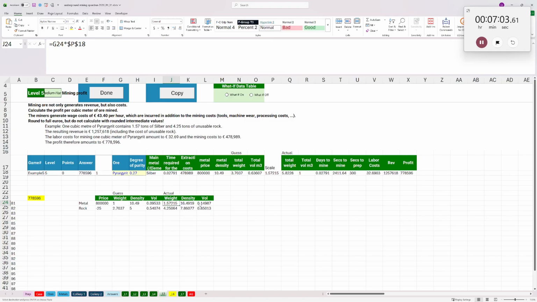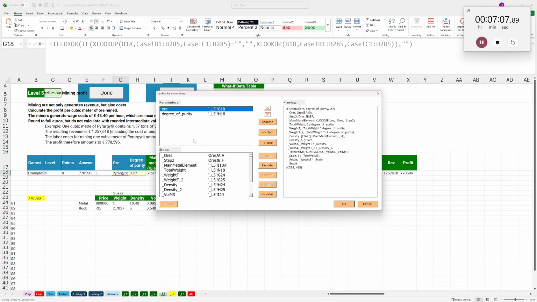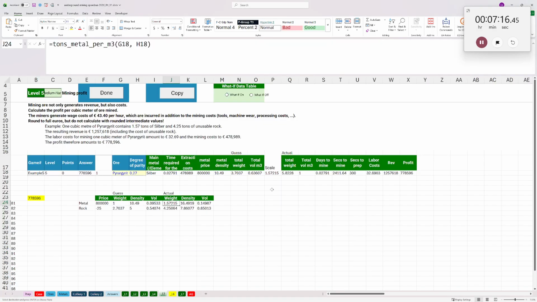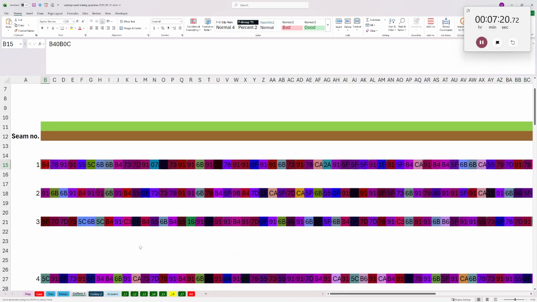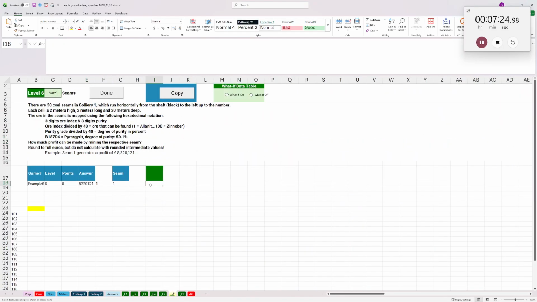And then the weight is here, right? So this is tons of metal per cubic meter. Per cubic meter of ore, right? That's the tricky part of this. All right, so now we got to grab all this stuff, right?